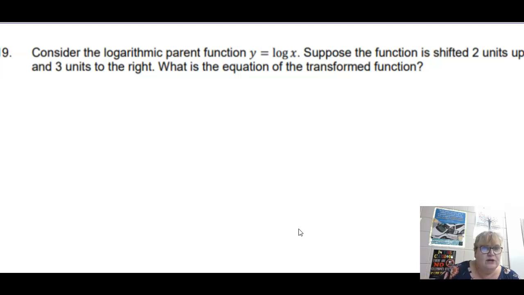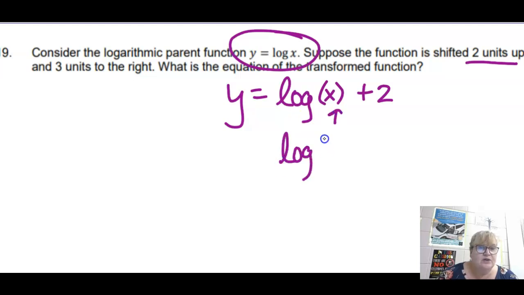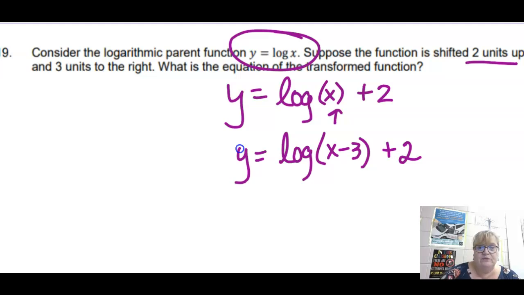All right, consider the logarithmic parent function. Okay, we are going to spend a whole chapter on logs, but for now, all it wants you to do is take this parent function and shift it up 2, which would become plus 2 on the back, and 3 units to the right means inside of the function here, I need to go right, which is a -3. So there's the equation for that one.